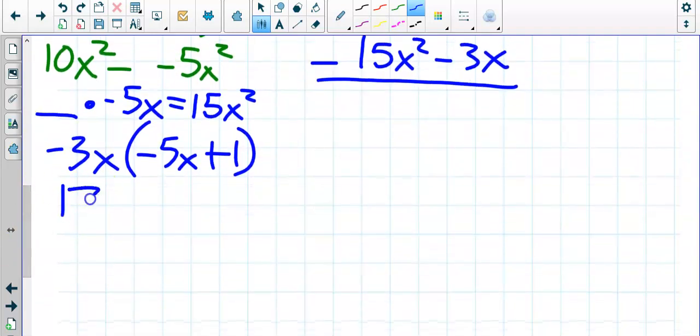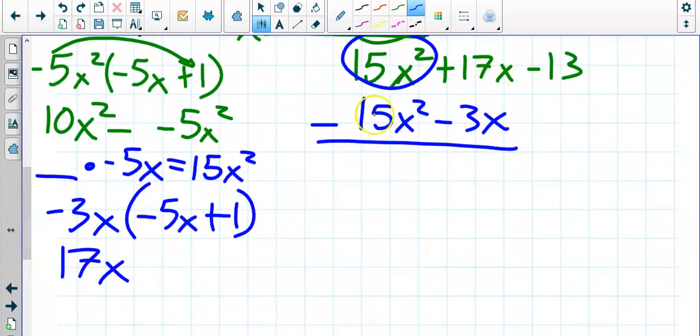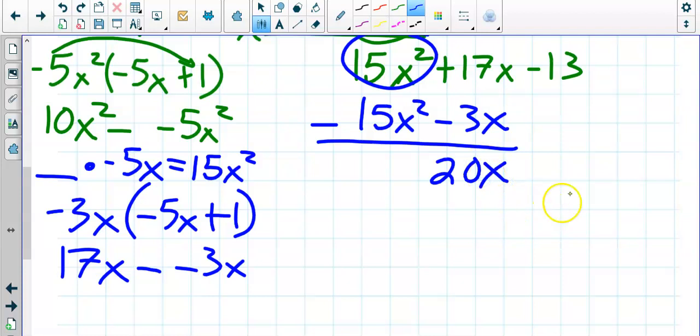We have 17x, it's my top guy, minus negative 3x. You follow me on that? What happens with two minuses by each other? So what do we really get here when we subtract down? What happens with this? Brings it down. Any questions about that step? Again, it's the same steps. The only thing that was new was who we were trying to get rid of.